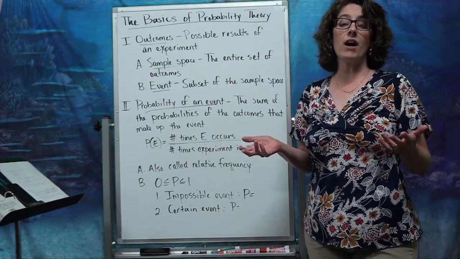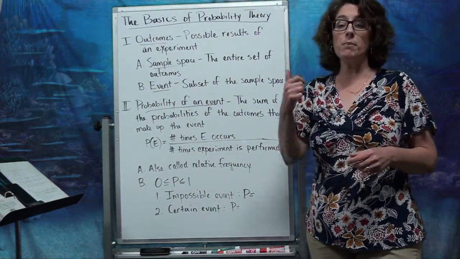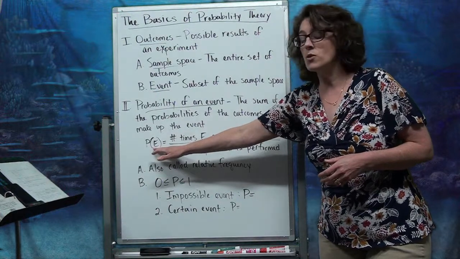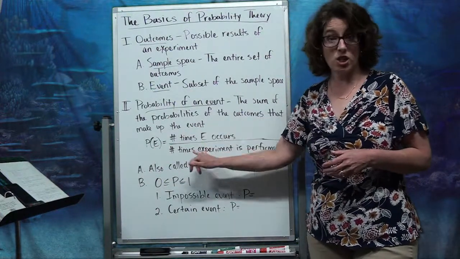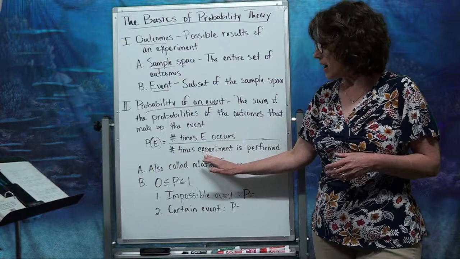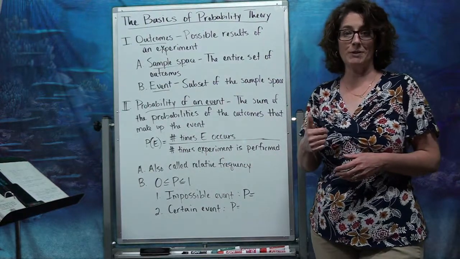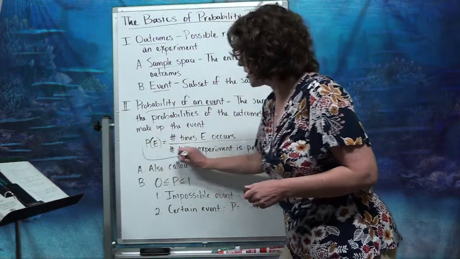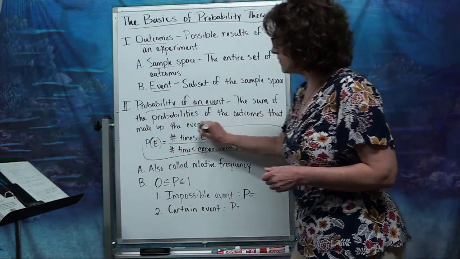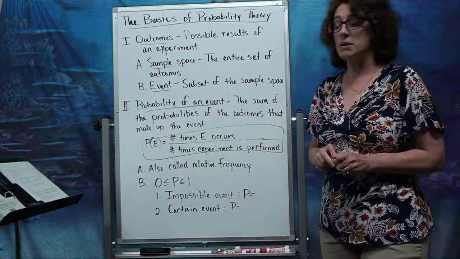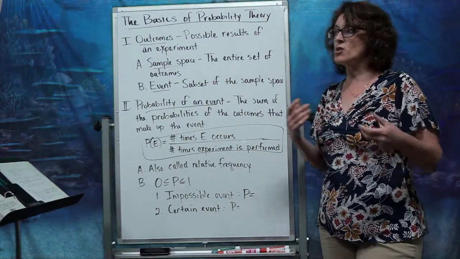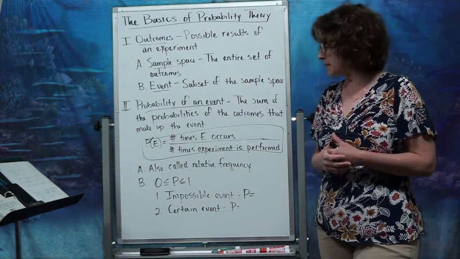Or let's say that I'm looking at the probability that when I flip that coin it lands on heads. The probability that it lands on heads would be the number of times that it actually does land on heads divided by the number of times that I flip the coin. So this is that definition of probability: the number of times that the event occurs divided by the number of times that the experiment is performed. We sometimes call this relative frequency because it's relative to how often it happens.